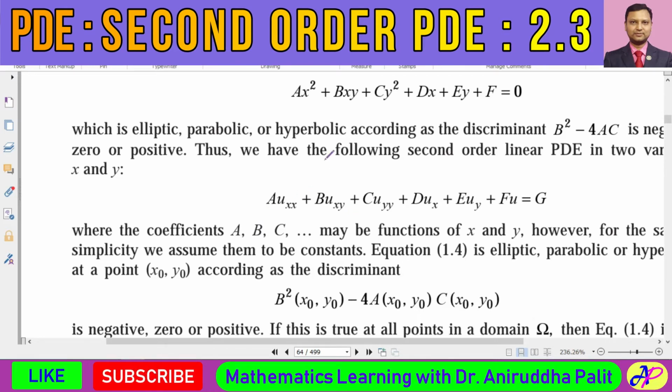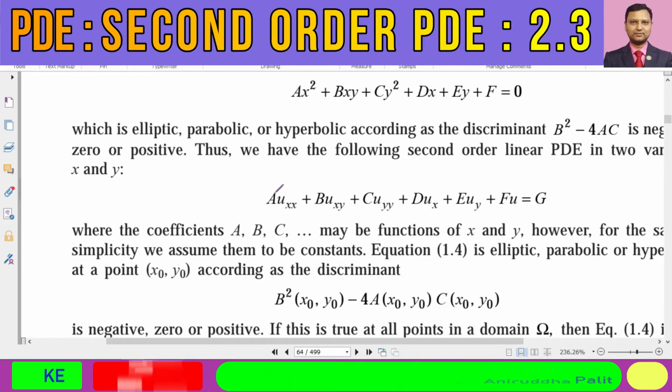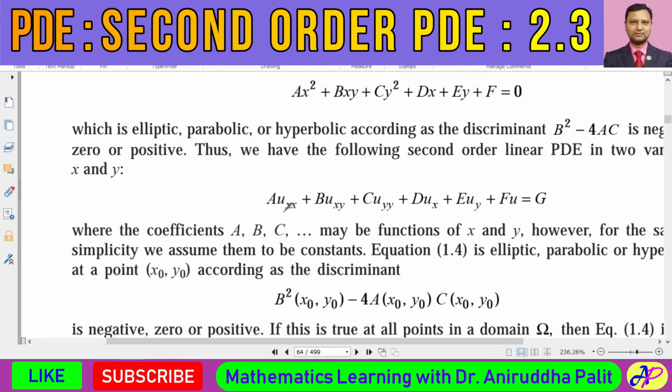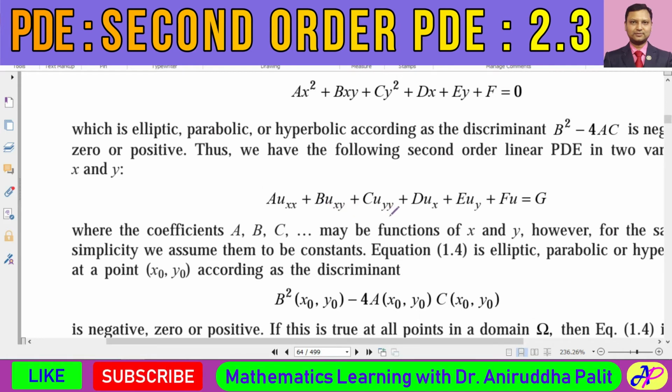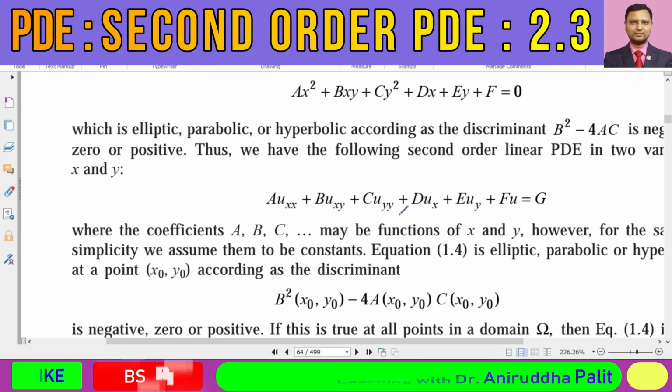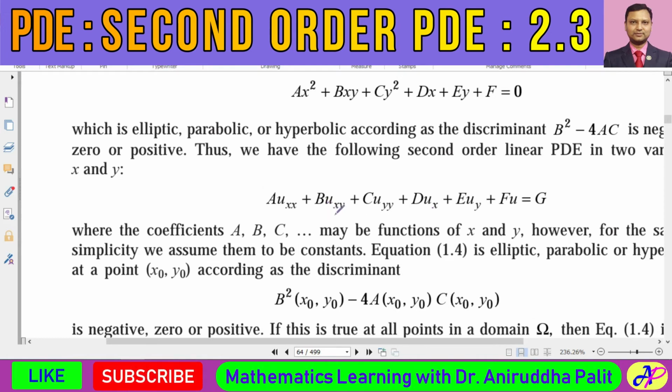So over here, capital A is the coefficient of uxx, capital B is the coefficient of uxy, the mixed partial derivative, and capital C is the coefficient of uyy. And in the given question, D is equal to 0, E is equal to 0, F is equal to 0, and G is also equal to 0. So these were the relations.